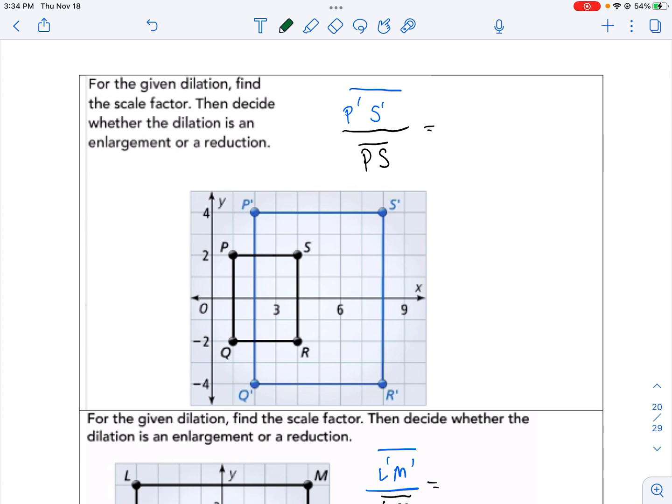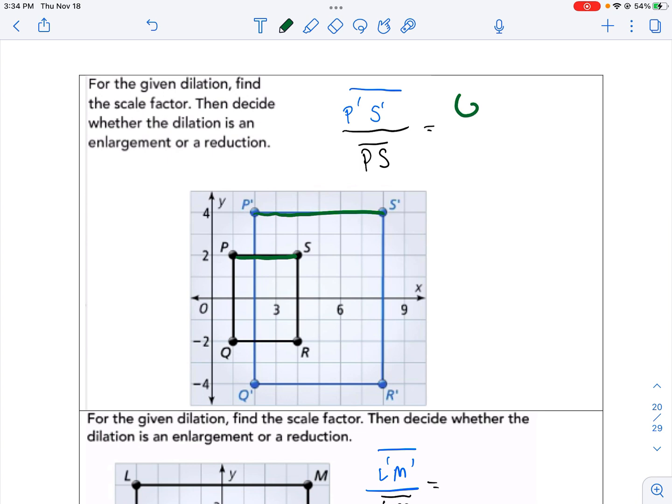So let's find the scale factor of this dilation. First of all, the original PQRS is the black rectangle. The blue rectangle is the image, and the blue one is larger than the black one. So this is going to be an enlargement, meaning my scale factor will be greater than 1. So you can pick any two sides here. I picked to go with P prime to S prime, and its corresponding side would be P to S.